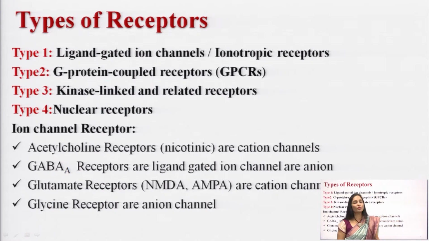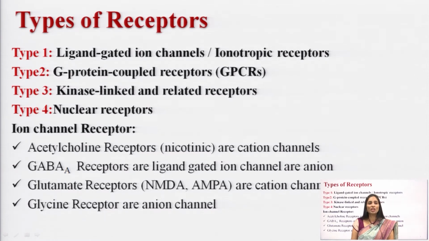So, what are the types of receptors? Here we have the 4 types of receptors: type 1, type 2, type 3 and type 4. The type 1 receptor you can call an ion channel receptor, type 2 receptor you can call a GPCR receptor, which is named G protein coupled receptor, type 3 receptor you can call an enzyme linked receptor, and type 4 you can call a nuclear receptor or intracellular receptor. In today's lecture, we are going to discuss the ion channel receptor.